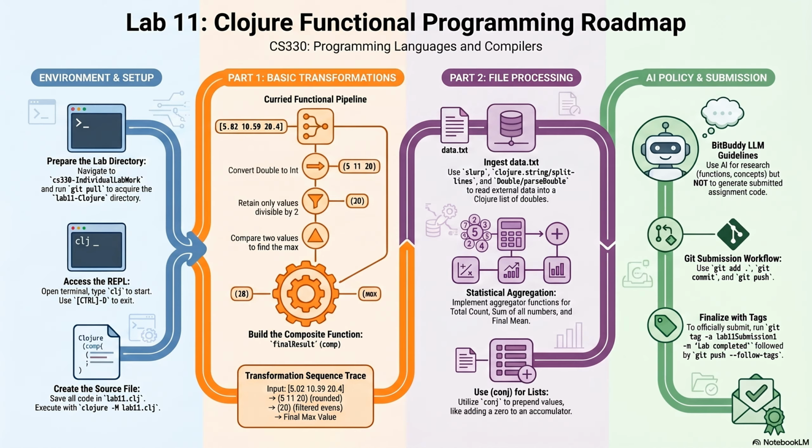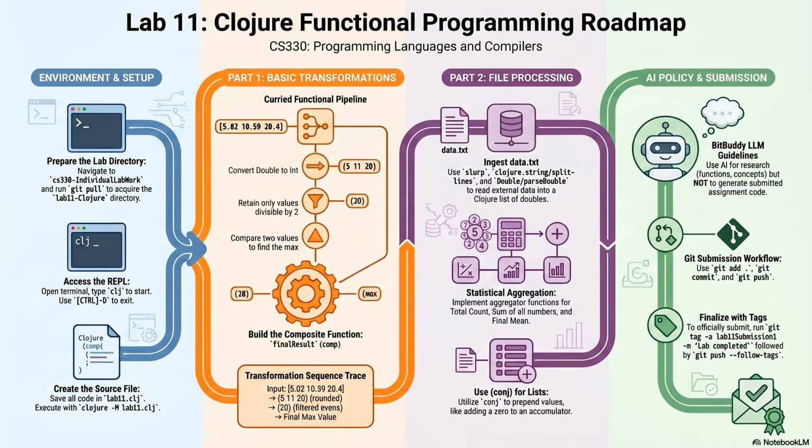But before we put any actual code into that script, we kind of have to address the modern reality of the computer science lab. Ah, the elephant in the room. Yep, artificial intelligence. The syllabus for CS330 lays out very specific ground rules for their custom large language model tool, BitBuddy. So we need to talk about how to navigate AI ethically in this context. It's so important. And the boundaries set for this lab provide a really fantastic framework for your professional development. You are actively encouraged to use BitBuddy to research how Clojure functions work mechanically. Like a superpowered search engine.